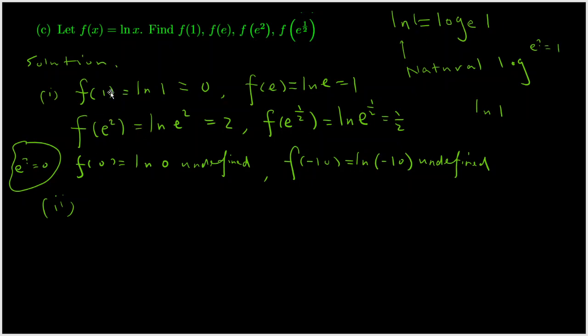The function is defined at 1. It's possible to evaluate the function at 1, right? The function is defined at e. Actually, the function is defined at any positive number. The function is undefined at 0. The function is undefined at negative 10, represented by these two numbers. You can imagine the function is only defined at positive numbers.